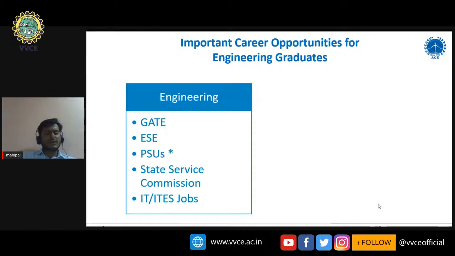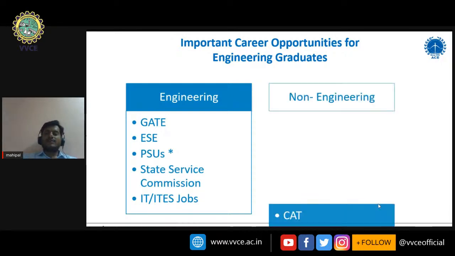Third one is PSU jobs. What are these PSUs? Public sector undertakings. They are almost like government organizations. They offer you very good salary, very good working environment, and they are also secured jobs. Fourth one, State Service Commission. Probably if you take the Karnataka situation, you have got KPTCL, KPSC, or many other Genco, discoms, many such organizations which are going to recruit students on a regular basis. Those jobs are also available. And then IT and ITES jobs. A variety of jobs are available in the IT and ITES sector. So these are all on the technical side.